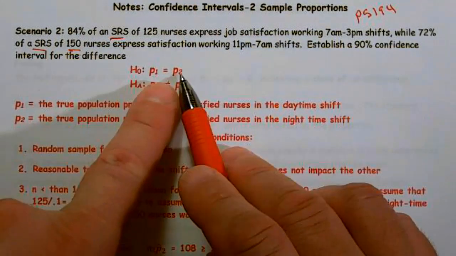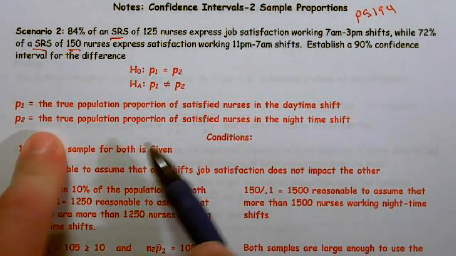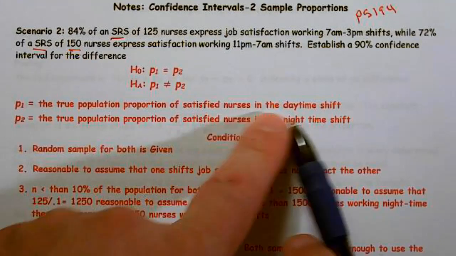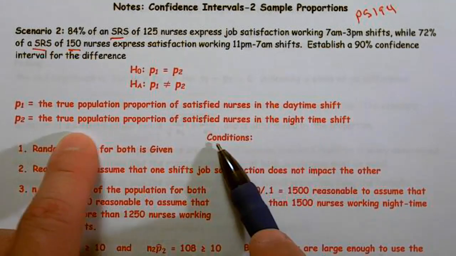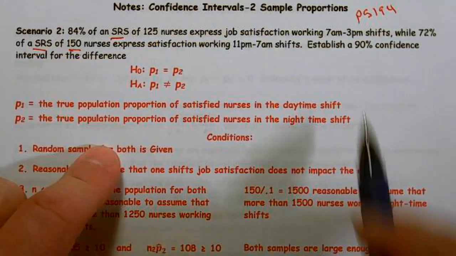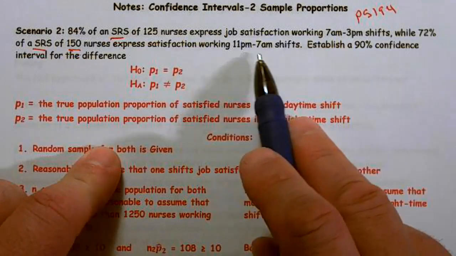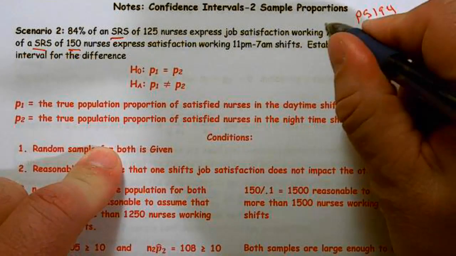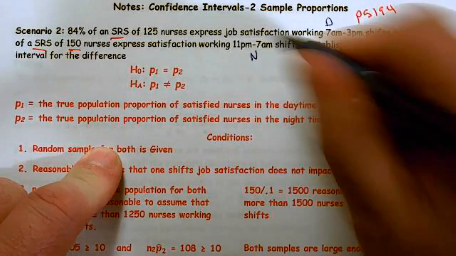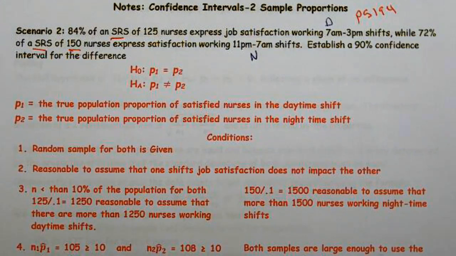So P1 equals P2, and we have a difference. So P1, the true population proportion of satisfied nurses in the daytime shift. P2 is the true population proportion of those in the nighttime shift. And basically, the 7 to 3 p.m., this is daytime, and 11 to 7, I'm calling night. So this is day, and this is night. And I could have used hours as opposed to saying days and nights, but I thought it'd be easier to do it this way. Random samples were given for both of them, so that was nice.